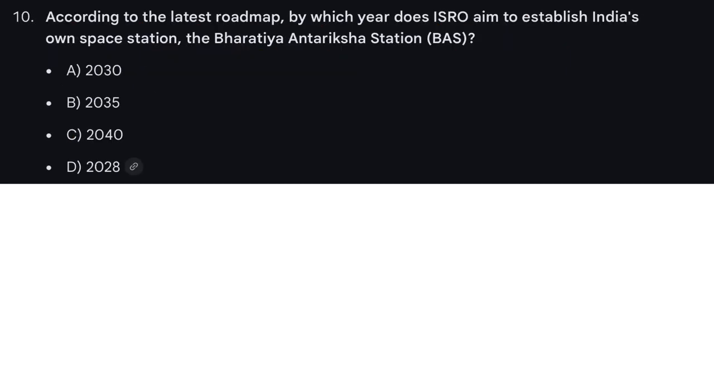Next, according to the latest roadmap, by which year does ISRO aim to establish India's own space station, that is Bharatiya Antariksh Station? So the target year is 2035, right? The first module will be launched by that year and a full manned mission is planned on the moon by 2040.